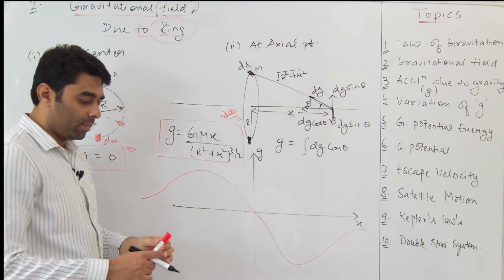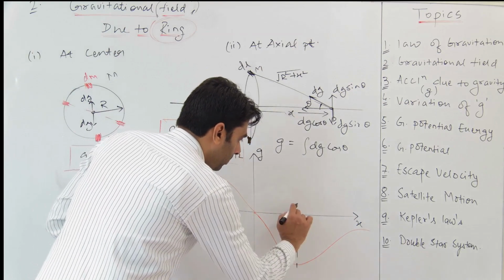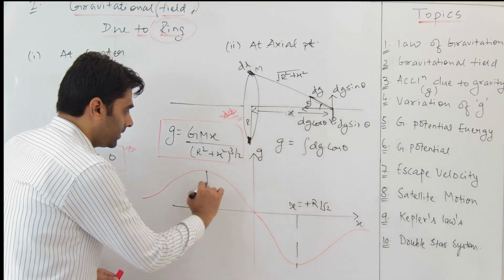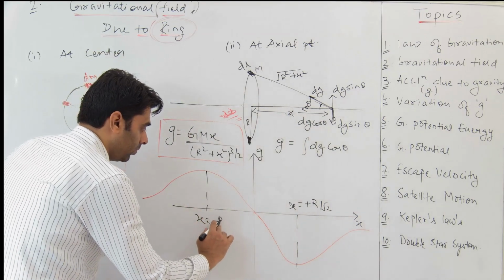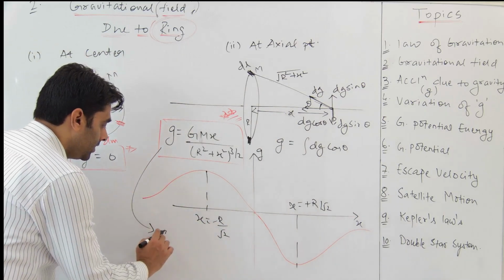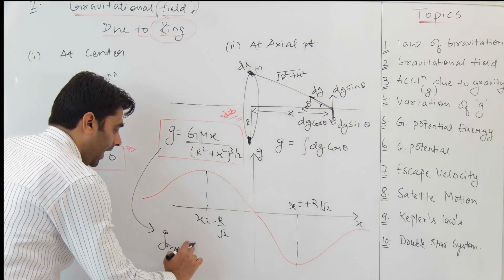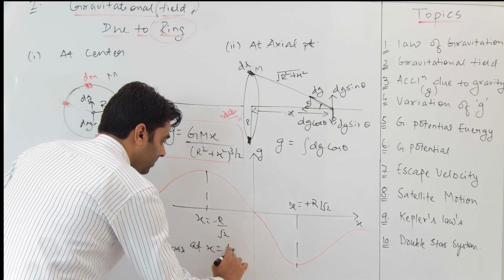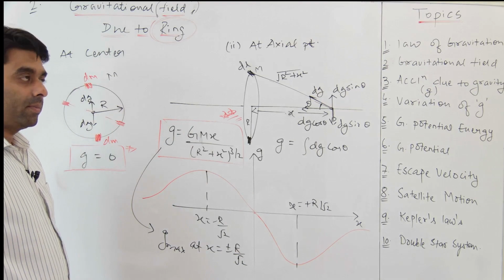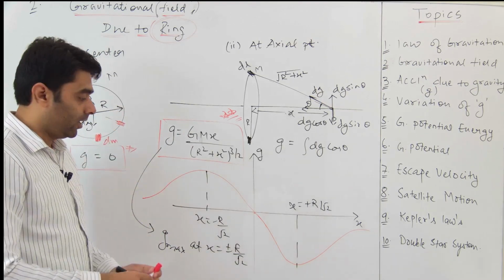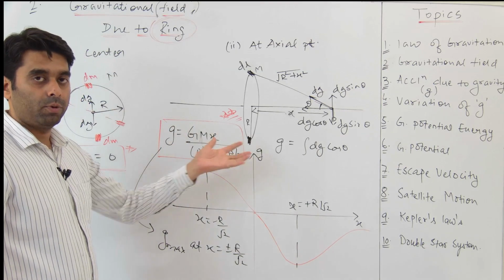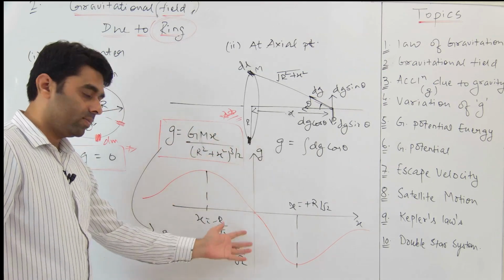It is maximum at x equals plus r by root 2 and x equals minus r by root 2. This is a result that we must keep in mind, that g is maximum at x equals plus or minus r by root 2. And how do we get this? Basically, we differentiate this result with respect to x and put it equal to 0, then the x value comes out to be r by root 2.